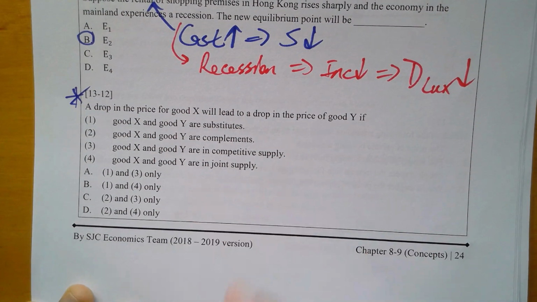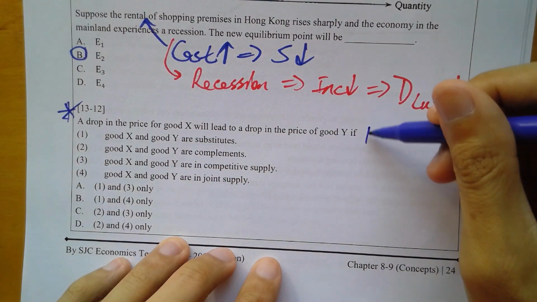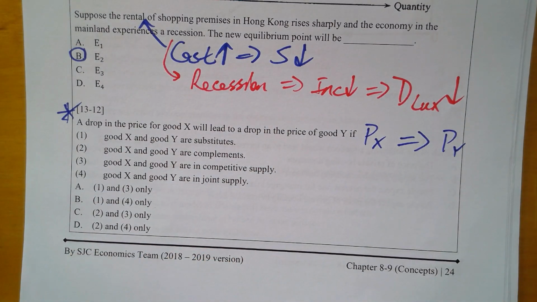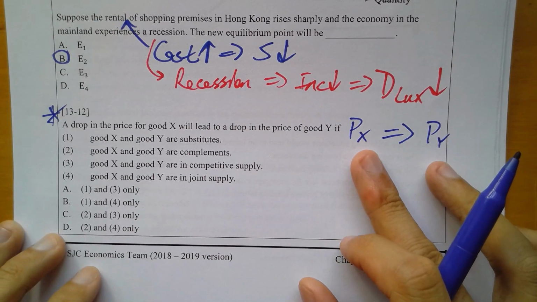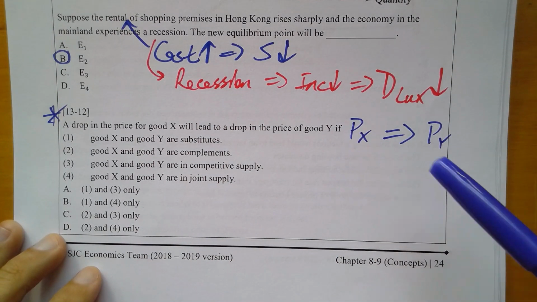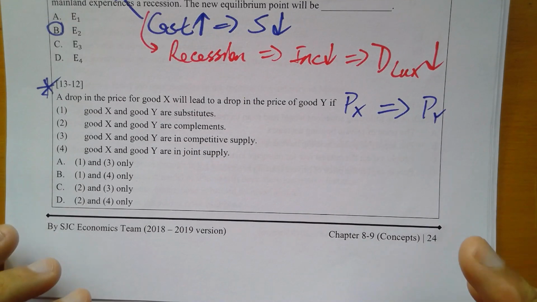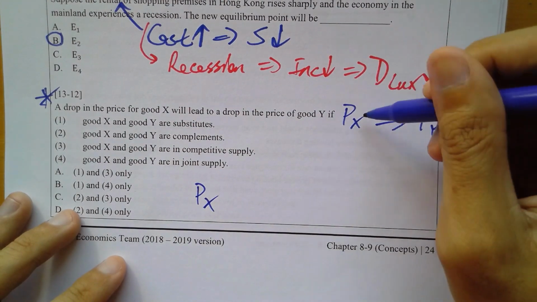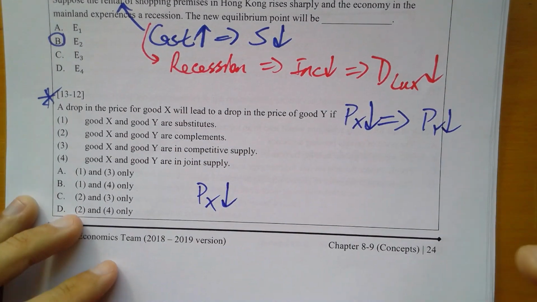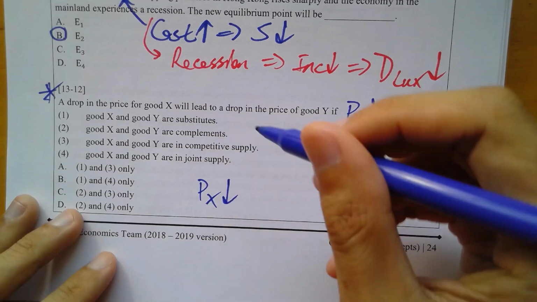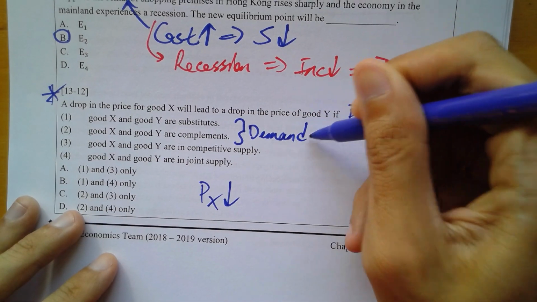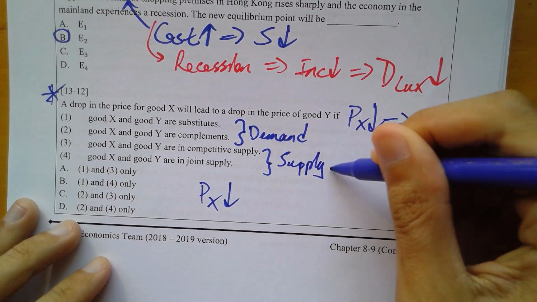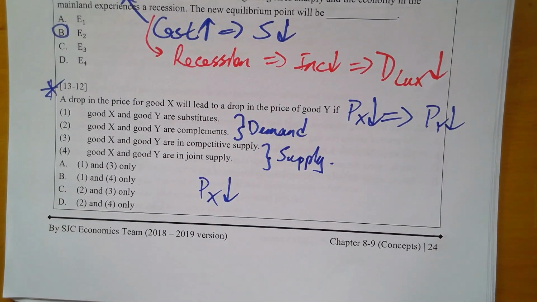Now the question is asking: a drop in the price of PX also leads to a drop in PY. This is going to be very difficult. Okay, where is the difficulty? How come price affects price? We need to break it down. Okay? Now, how do we break it down? First of all, we start with PX. When PX decreases, we need to go both ways. Because here, substitute and complement belong to demand relationship. Competitive supply and joint supply belong to supply relationship. So, we need to break it down into two steps.